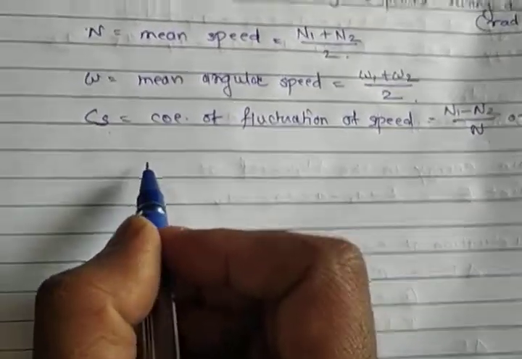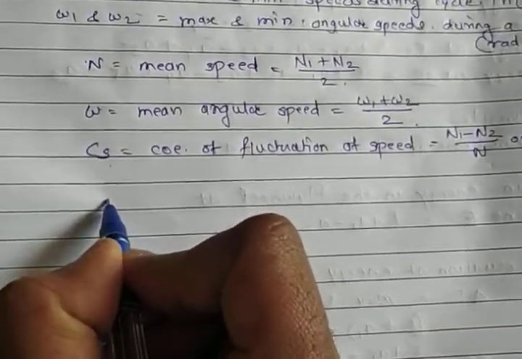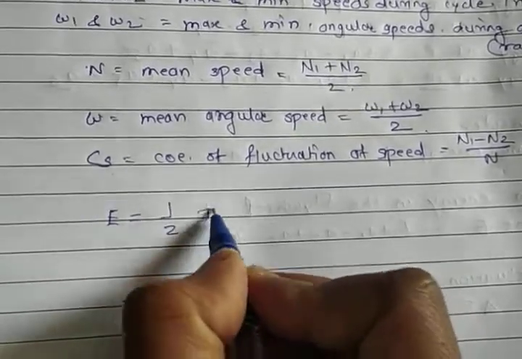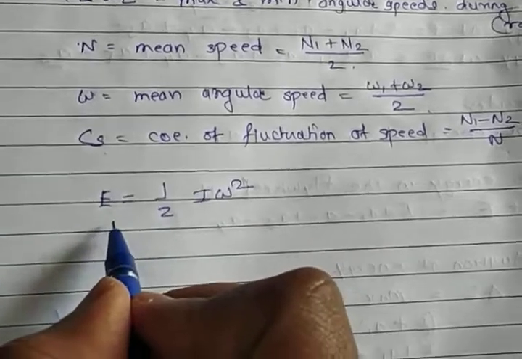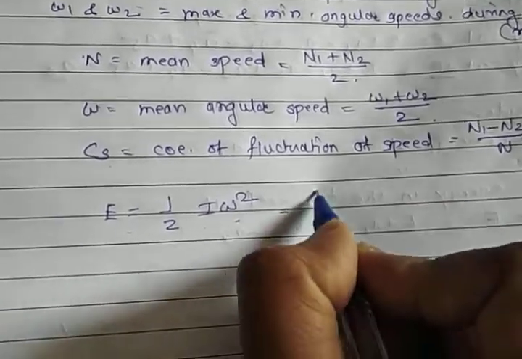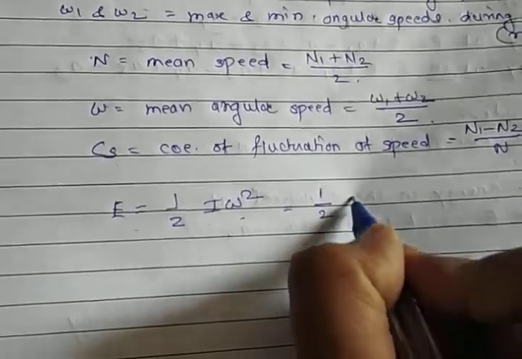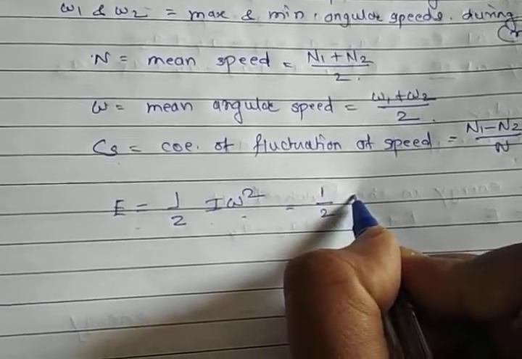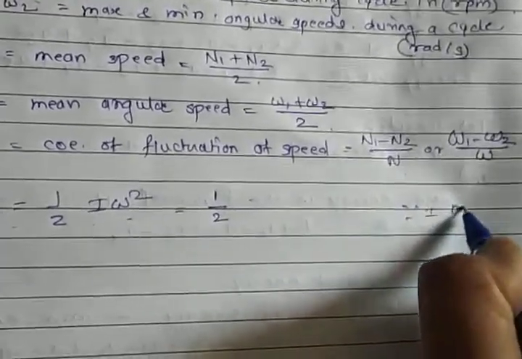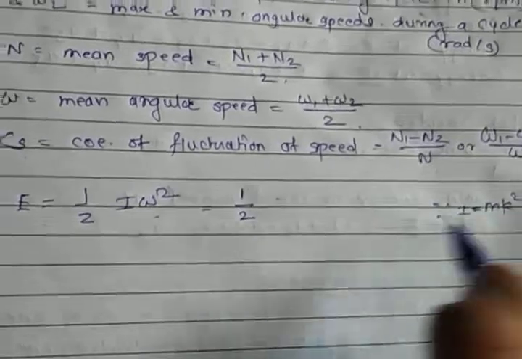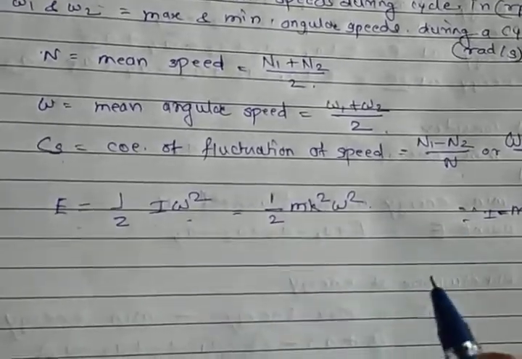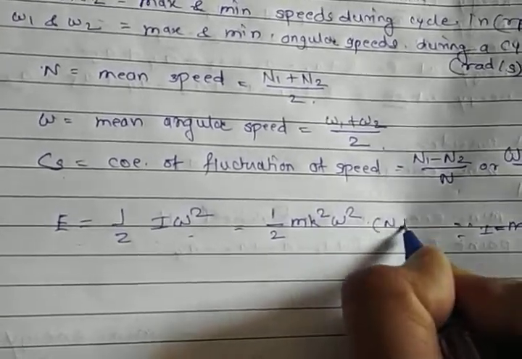We already know the kinetic energy can be obtained with the equation E is equal to 1/2 I omega square, which is also given by 1/2 mk square omega square, where we replace I with mk square. This we get in Newton meter or joules.